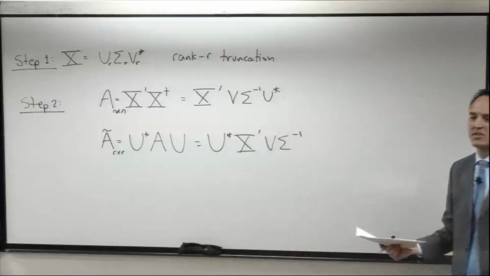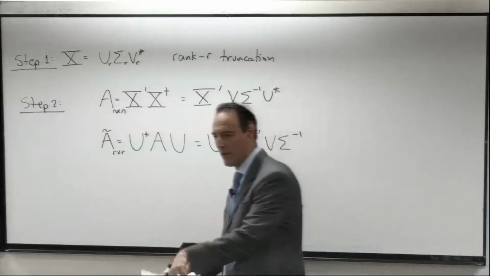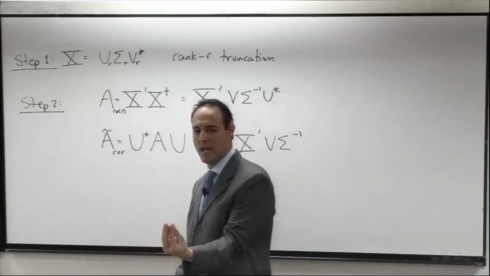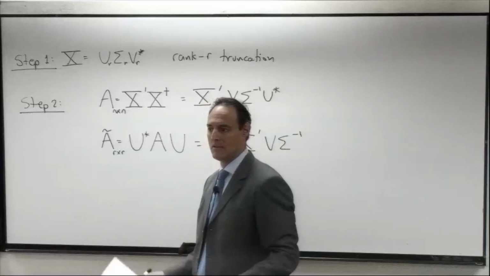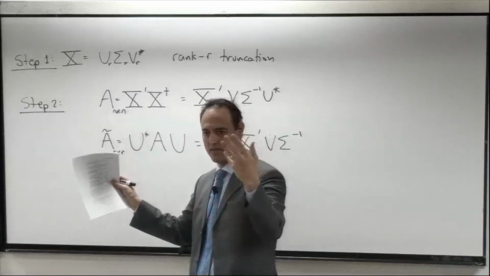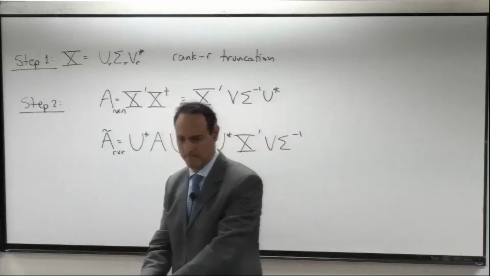This is the matrix A tilde, my reduced rank matrix A that matters for my dynamics. So I've taken my space, I've done the SVD, found the low dimensional space, built the model there. Okay?